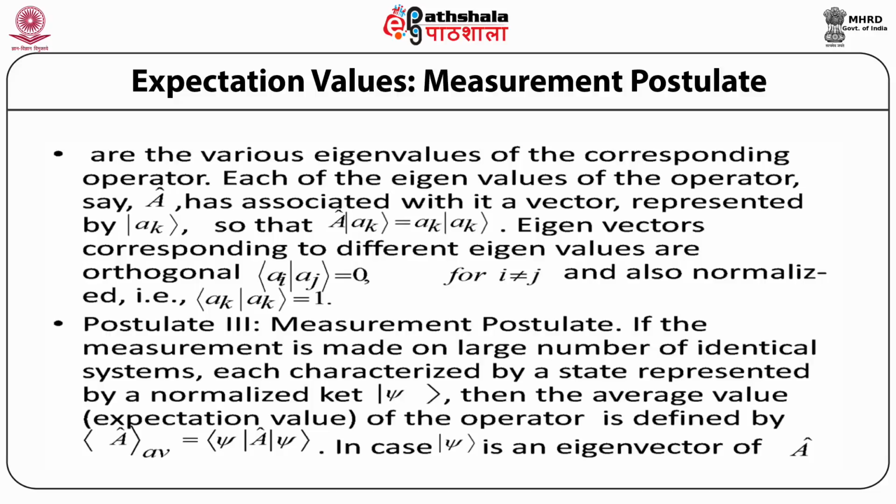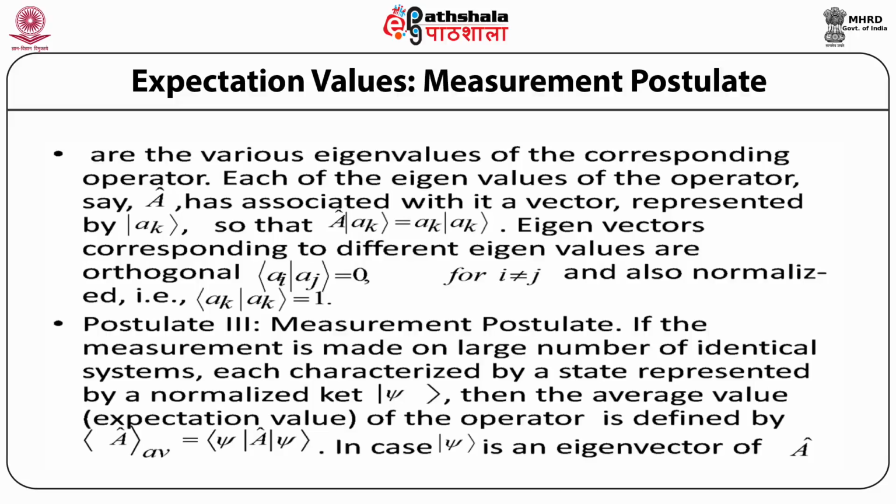Now we come on to postulate 3, that is the measurement postulate. If the measurement is made on a large number of identical systems, each characterized by a state represented by a normalized ket vector, then the average value, that is, the expectation value of the operator, is defined by: average value of operator A is equal to bra vector psi, operator A acting on ket vector psi.